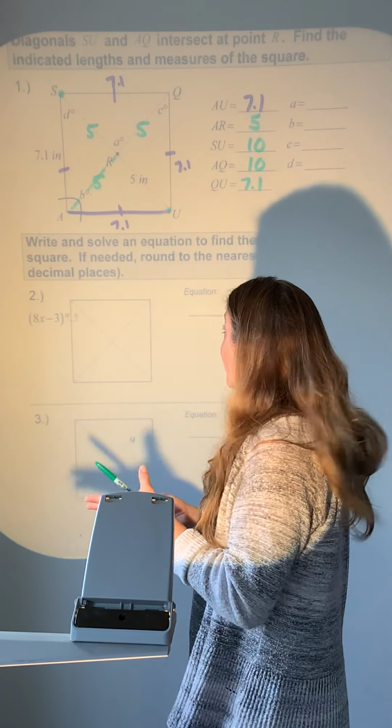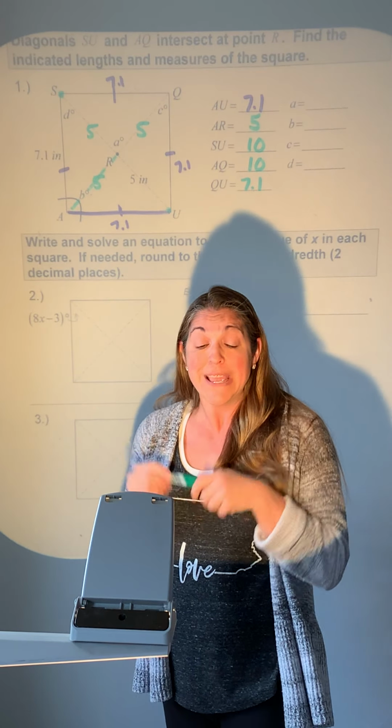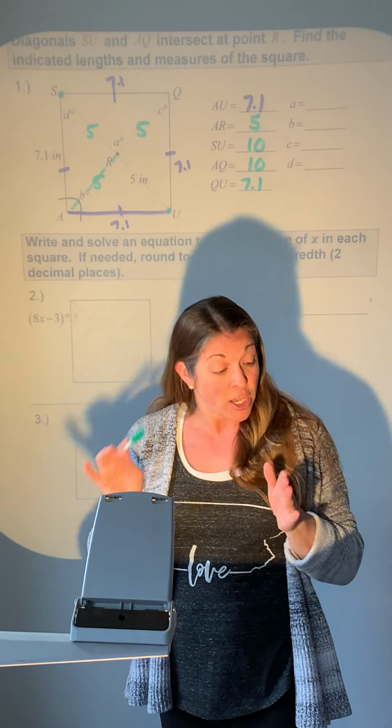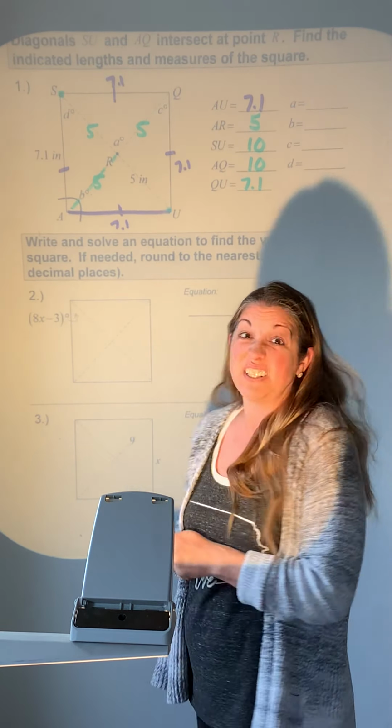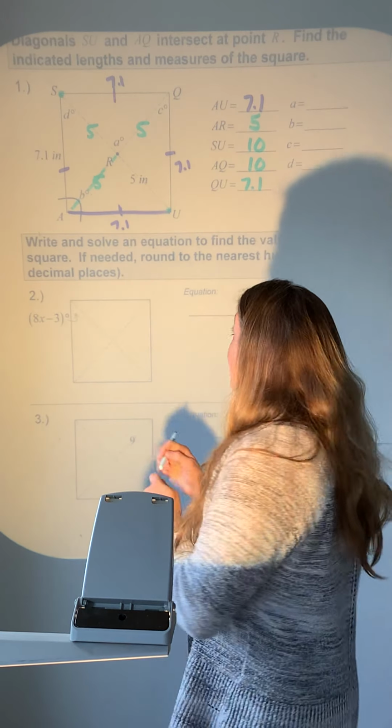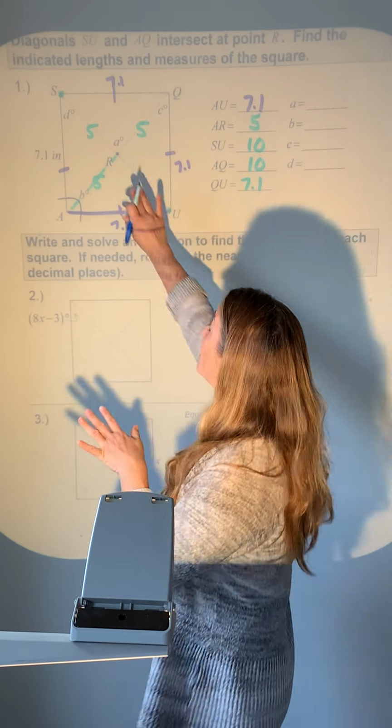But the cool thing about the square is there's only 2 possibilities. You're either going to have a 45 degree or you're going to have a 90 degree. So let's kind of spell that out for us. Let's take a look at A.